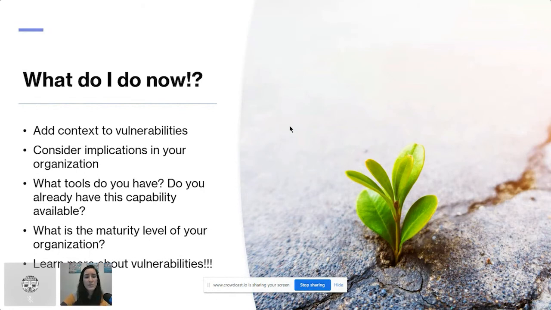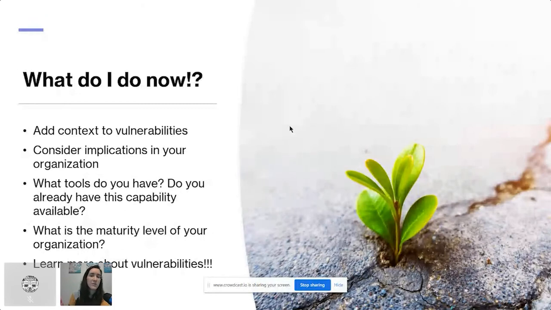And then what's the maturity level of your vulnerability management program? So where are you at? Is it really just, hey, we can only fix the criticals and highs right now? That's okay. So then it's like, how do we mature our program? How can we get to that point where I can start to consider low and medium vulnerabilities and how they might be affecting my environment?